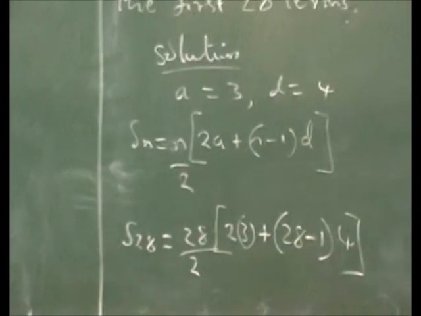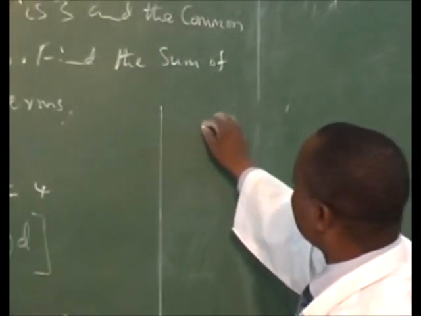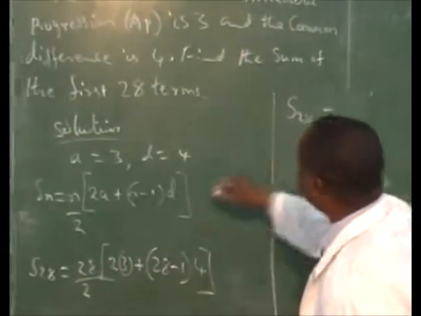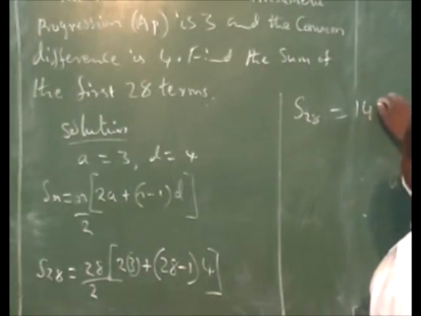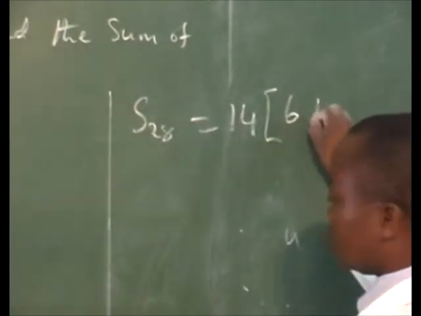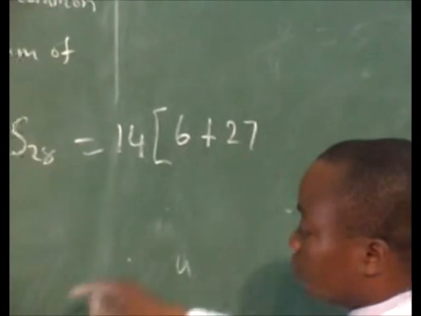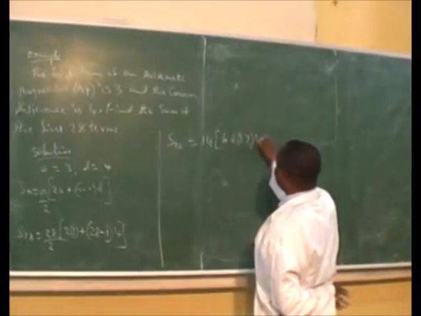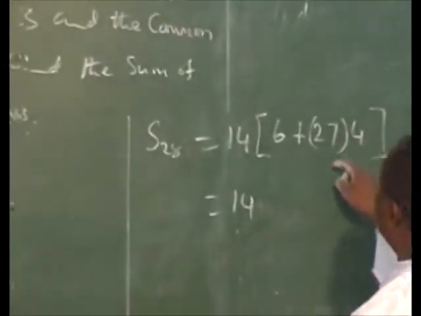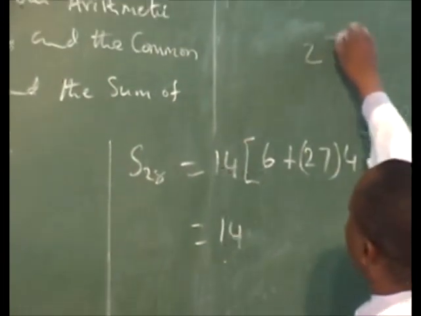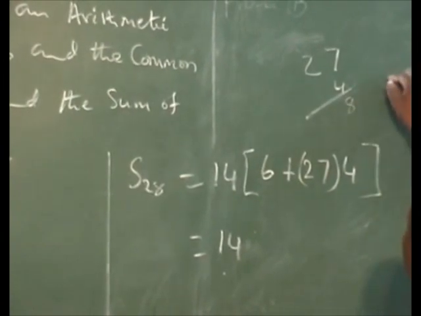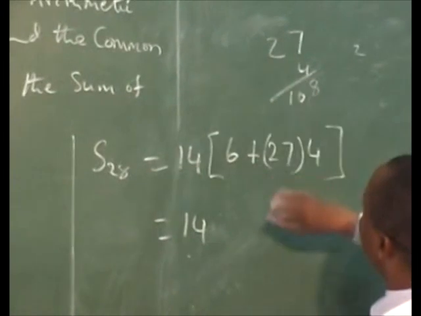So that we will have S28 equal to, of course, 28 divided by 2 is 14, and then we have 6, that is 2 times 3, plus 27, that is 28 minus 1, times 4. Now, that will give us 14. 27 times 4: 4 times 7 is 28, we carry 2, we have 108. So this is 108.